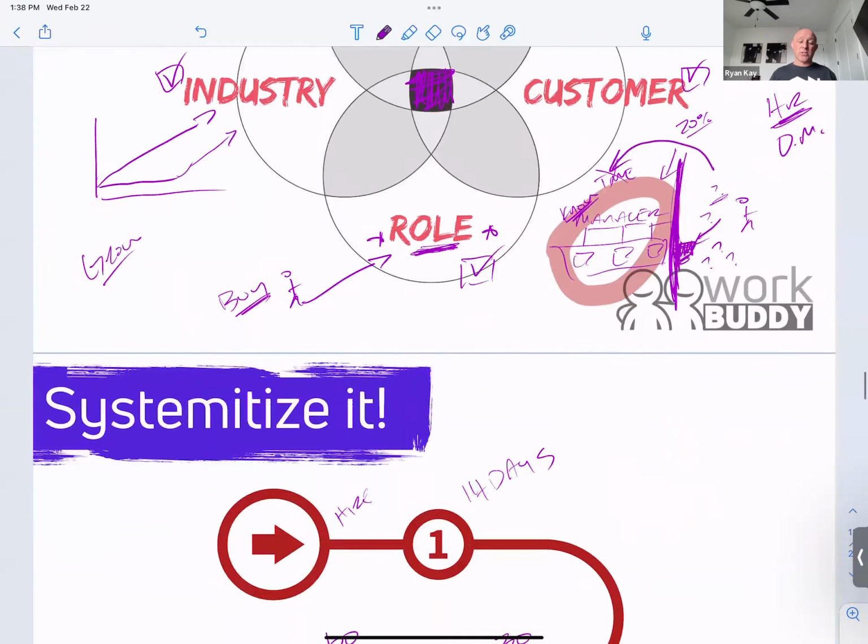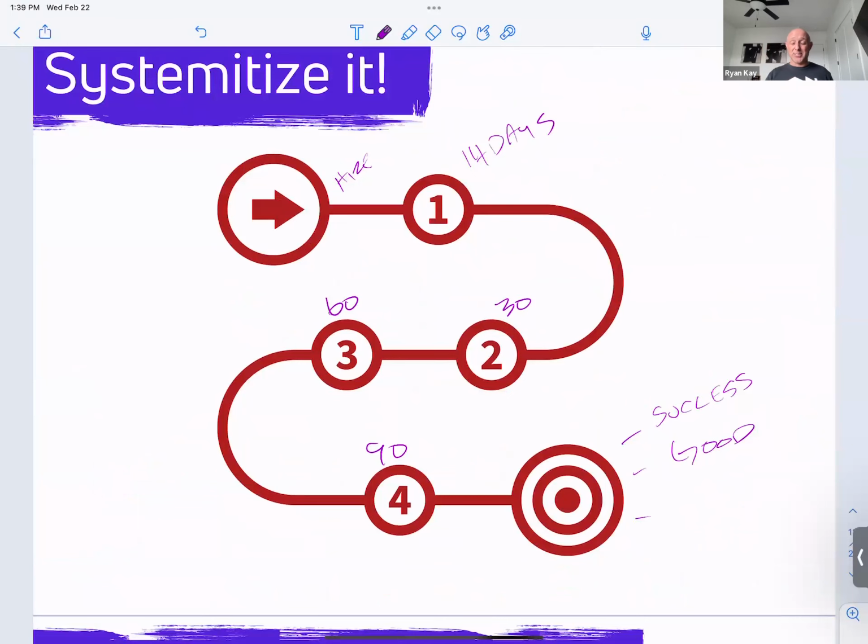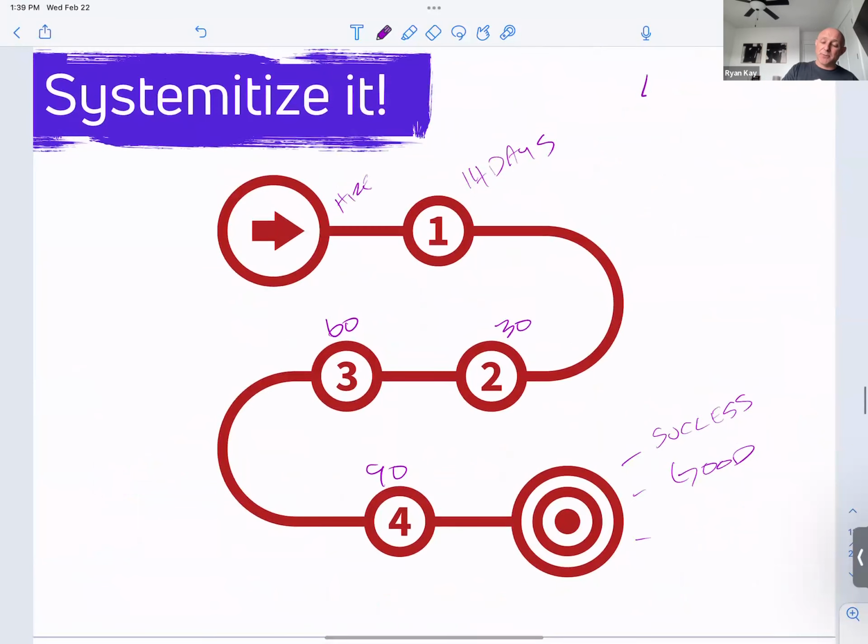So part number 2 was content. Part number 3 is systematize. What does this mean? Well, a lot of people think it might mean an LMS, learning management system. That is a starting point that could work. It also means doing it via email, like one email at a time for 90 days.